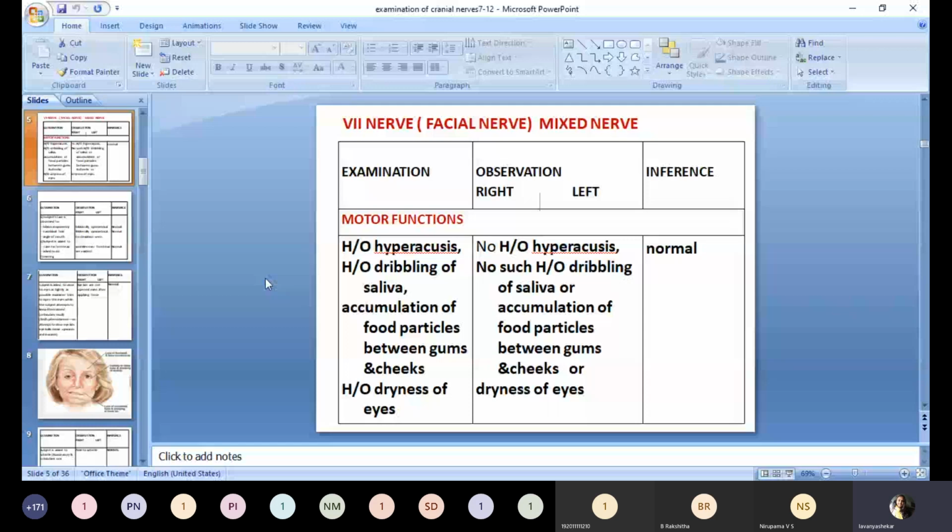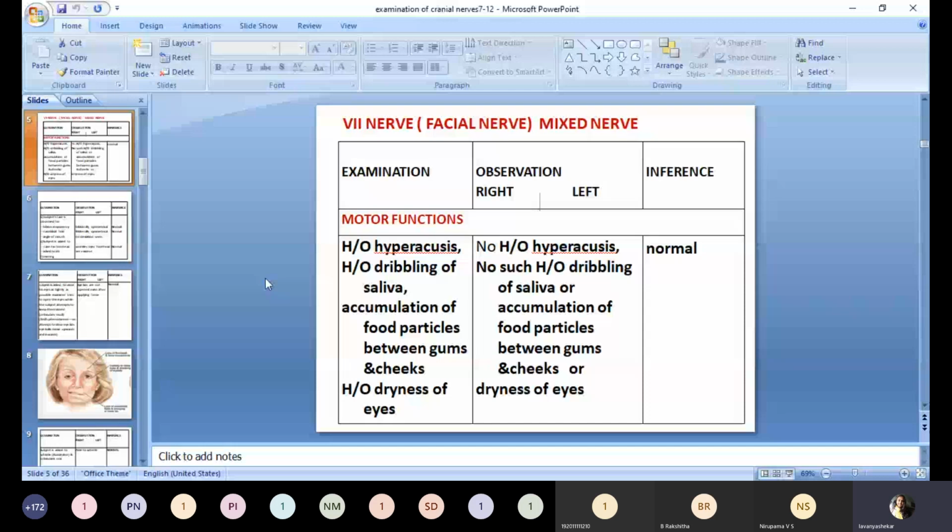So now we'll be talking about the examination of your seventh cranial nerve. So first you're going to take the history. So how do you test? First I've explained what happens if there's a lesion to the facial nerve. Either it could be an upper motor neuron lesion or a lower motor neuron lesion. So first you are going to check for all these things.